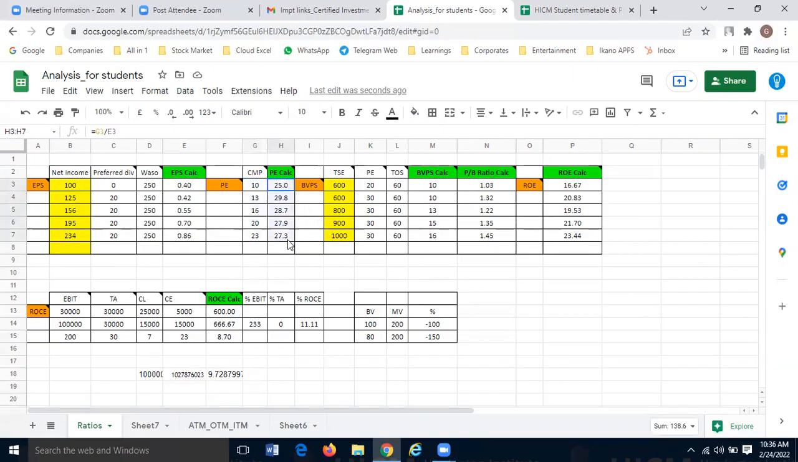The PE ratio, that we will consider whether the stock is overvalued or undervalued, we have some standard for that. We have learned about the industry PE. We will see which, suppose this is for a banking stock.